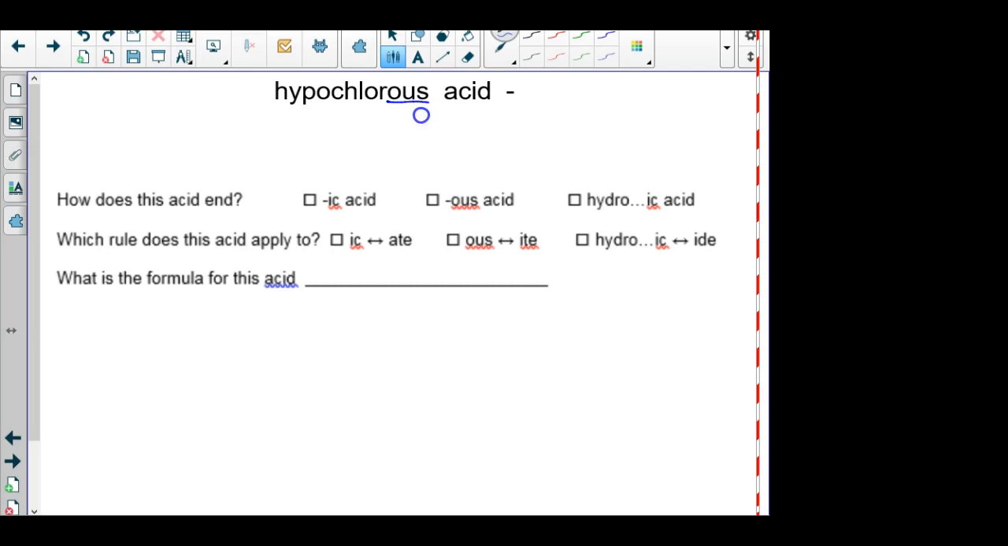Now this is an ous acid. Please don't get confused. This right here says hypo, not hydro. They're different words. This is an ous acid, so it's ous to ite. So that must mean it comes from hypochlorite. Hypochlorite is ClO 1- on your ion sheet. So HClO is how many hydrogens go in front.